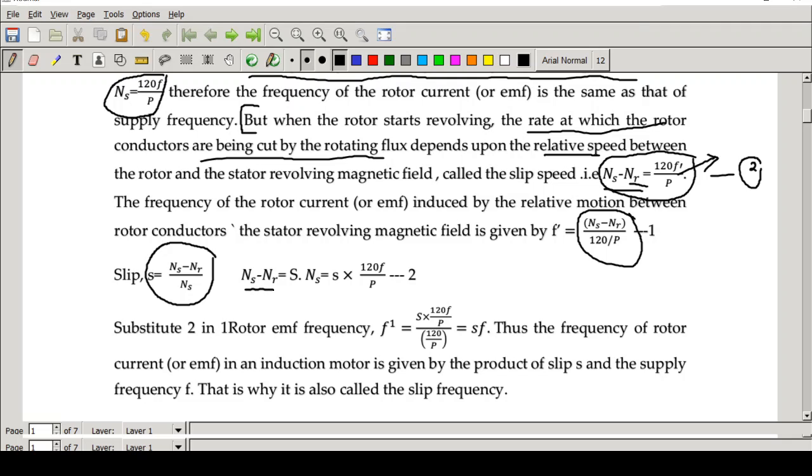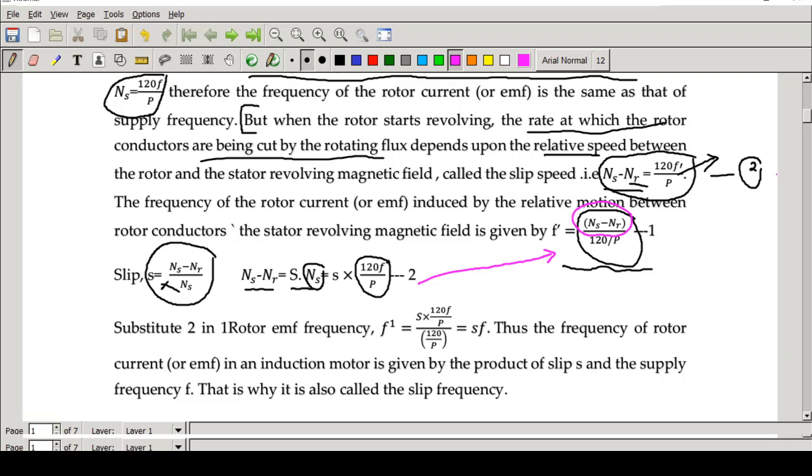Ns minus Nr is equal to S into Ns, right? And what is Ns? Ns is equal to 120 F by P. See here, so I got the expression of Ns minus Nr as equal to S into 120 F by P. Now in the expression F dash is equal to Ns minus Nr by 120 by P, I will substitute this equation number 2.